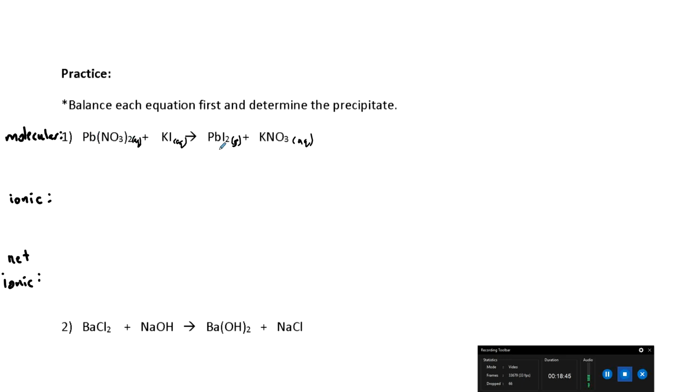Now, is this balanced? Well, no, it's not. There's 2 iodines here, so I'm going to make 2 there. There's also 2 nitrates, and now I've made 2 potassium, so I'm going to put a 2 there. Okay. So now my molecular equation's done. I've got all my states written in and it's balanced.